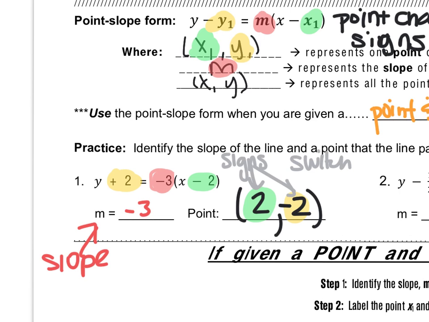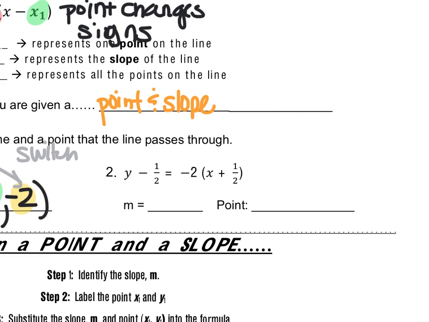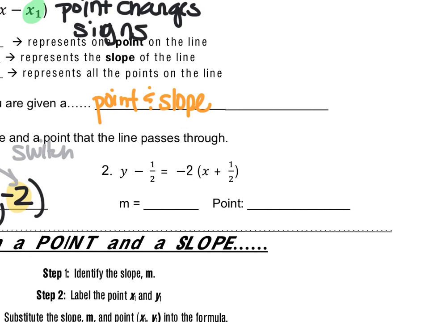So we look at problem 2. We're going to do the same thing. We have y minus 1/2 equals negative 2 times x plus 1/2. So we have 3 parts to our problem. Again, we have a slope, we have an x value, and we have a y value.